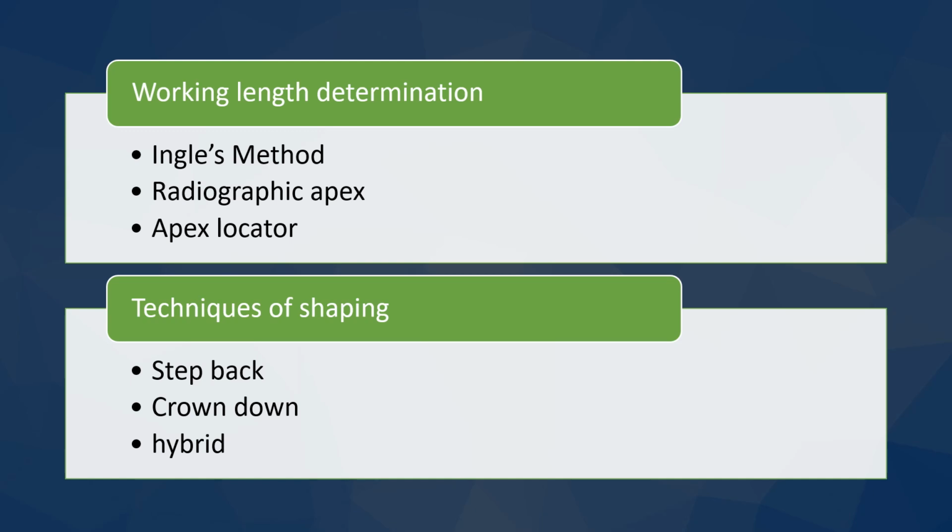You have the step back technique, crown down technique, and hybrid technique. Under each technique, you divide the root canal into three portions: the bottommost, middle, and the coronal portion. For step back, how the order goes, for crown down, how the order goes, and for hybrid, how the order is. That is very important.